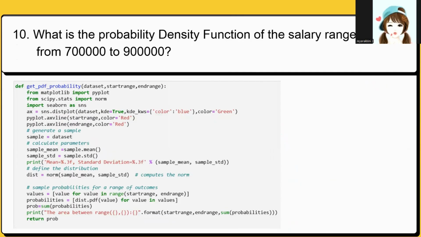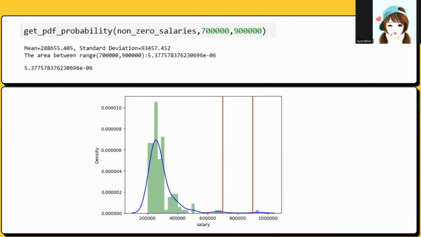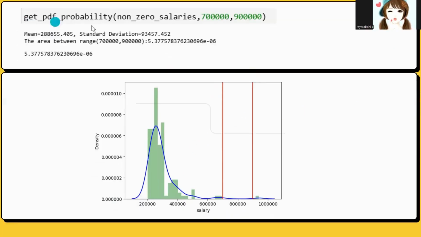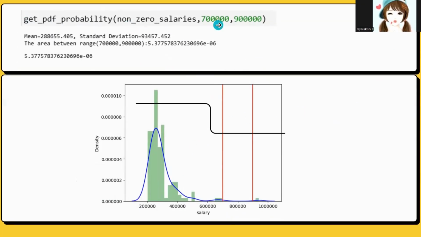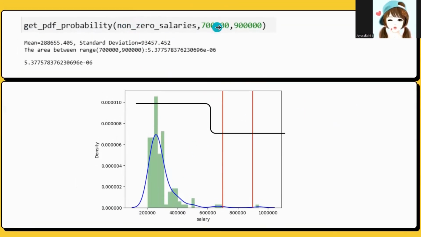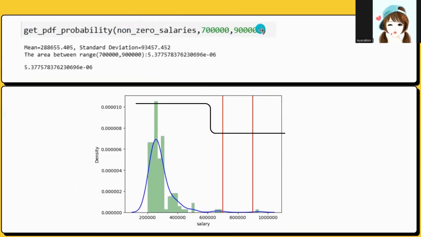What probability density function actually tells us is how common or how rare that particular thing is. So according to our question, how common it is to get a high salary range, okay, range between 7 lakh and 9 lakh. And again, I've used this definition here and I've made it kind of like a formula here. So I can use it whenever I want. Okay, for our thing, we use the non-zero salaries and 7 lakh, 9 lakh. Starting range is 7 lakh and range is 9 lakh.